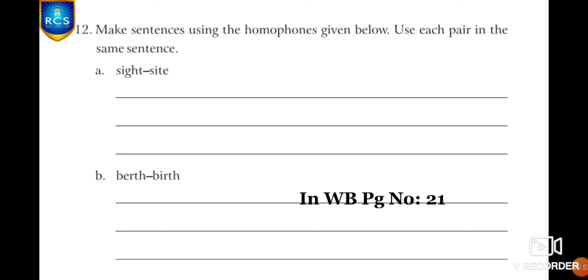And in workbook page number 21, 12th question, make sentences using the homophones given below. Use each pair in the same sentence. They have given you some pairs of homophones here. Sight, sight. Birth, birth. Main, main. Eight, eight. Wood, wood. Okay?